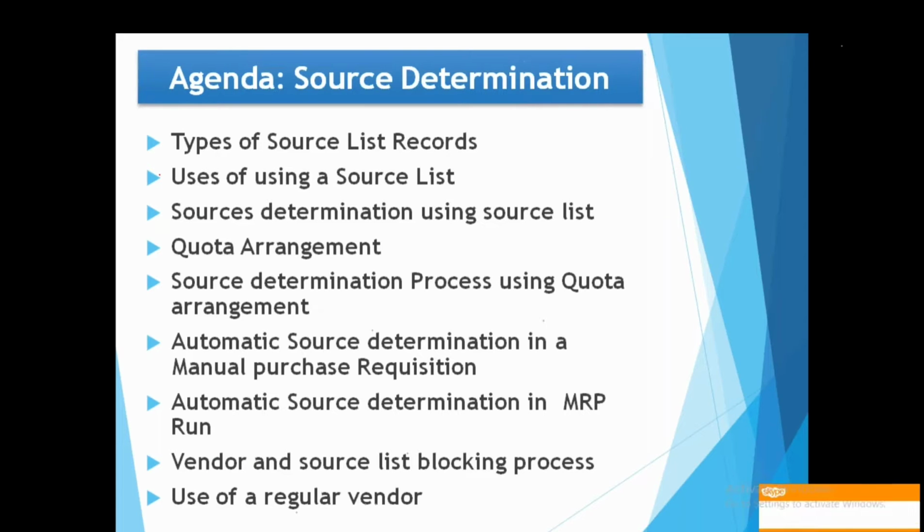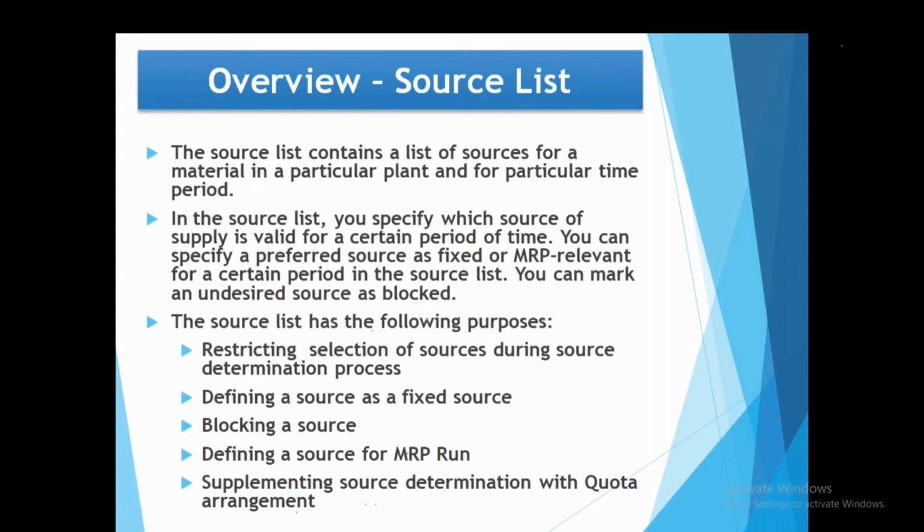So we'll start with source list. What is a source list? The source list contains a list of sources for a material in a particular plant and for a particular time period. So the source list will give you, for a particular material in a particular plant, what the possible sources are, that means what the vendors are. That list will be provided by the source list.